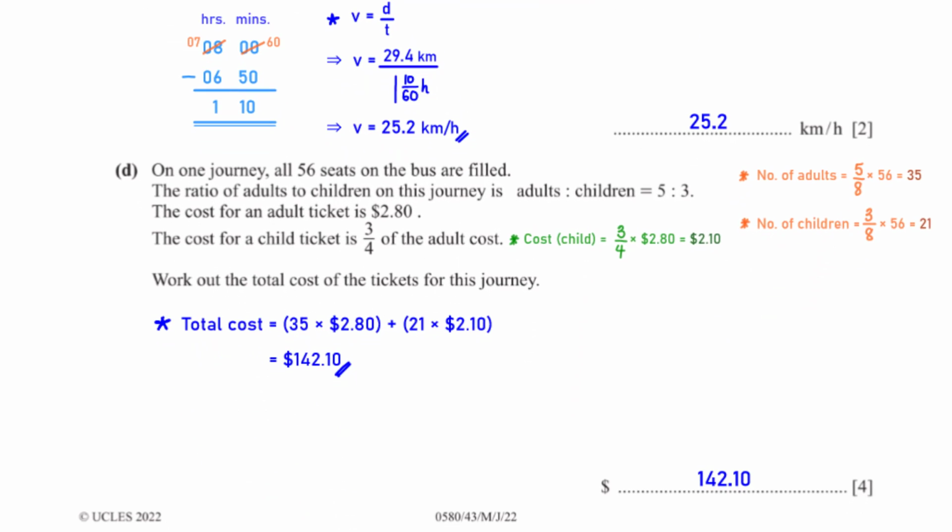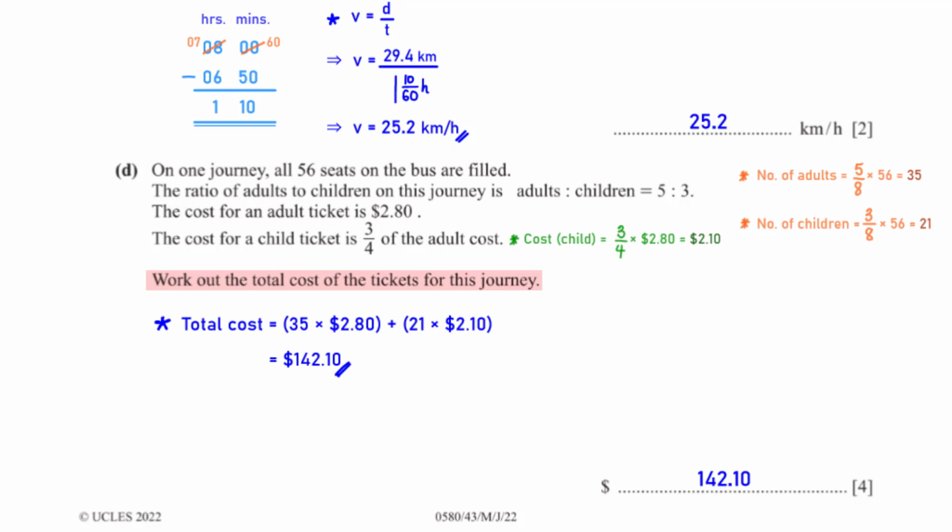On one journey, all 56 seats on the bus are filled. The ratio of adults to children on this journey is adults to children equals 5:3. The cost of an adult ticket is $2.8. The cost for a child ticket is 3/4 of the adult cost. Work out the total cost of the tickets for this journey.